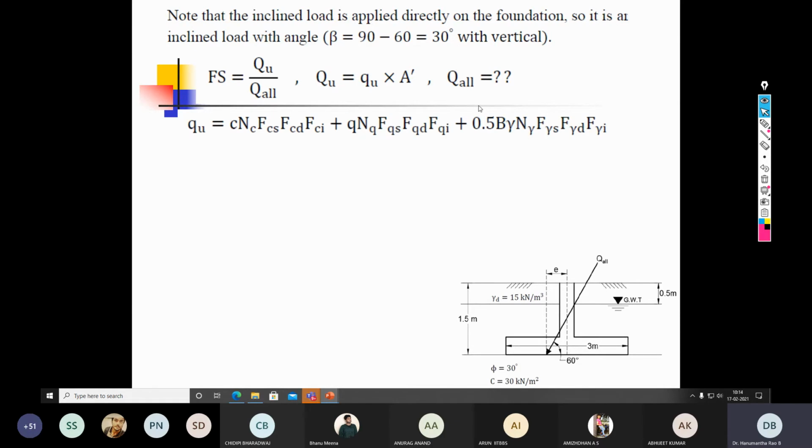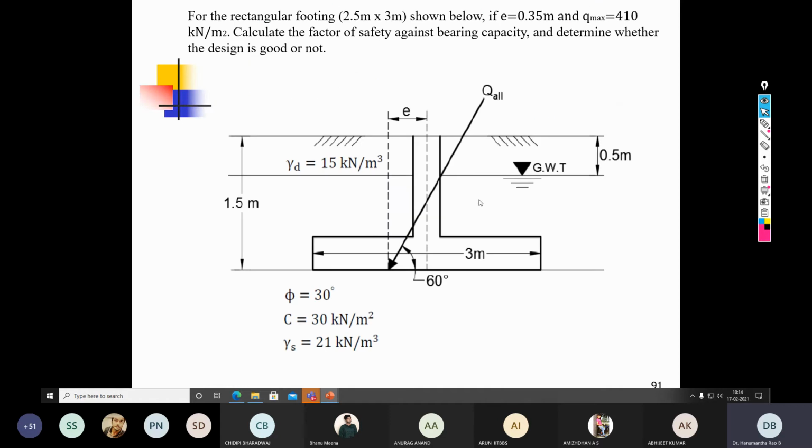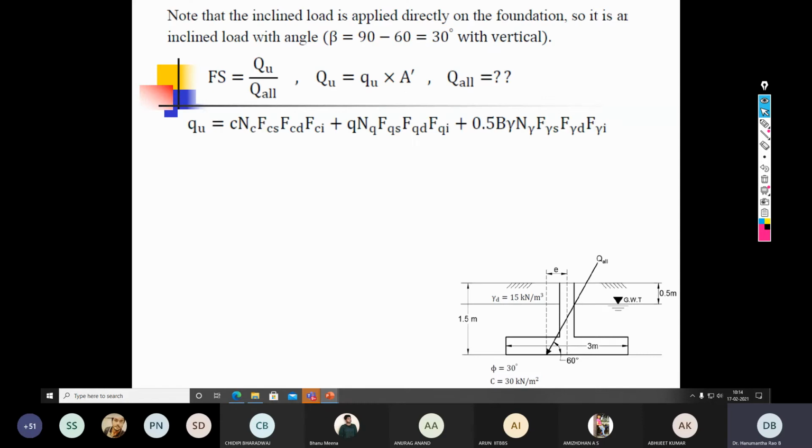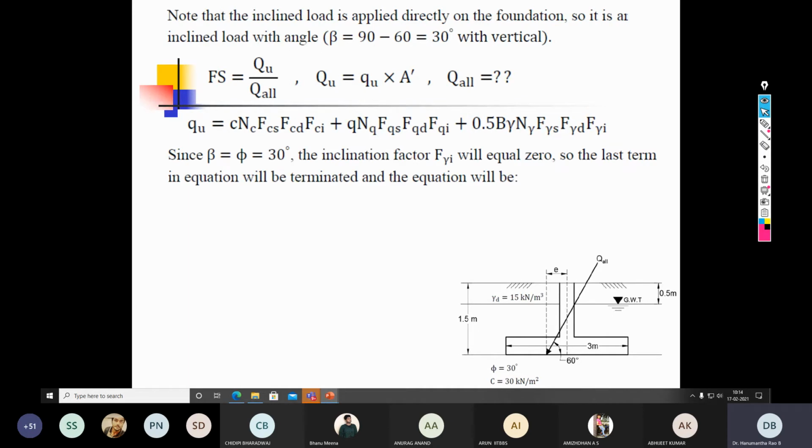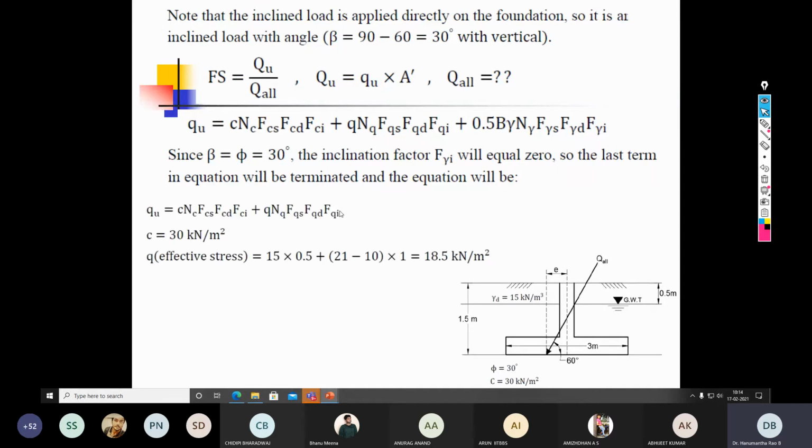From this you need to calculate Q allowable, whether it is the allowable load or pressure. Then this is the equation. Since cohesion exists in the soil beneath the footing, all three terms exist in the ultimate bearing capacity equation. Since the inclination is 30 degrees, the inclination factor F gamma I will become 0. So the last term in the equation will be terminated and the equation will be in this form.